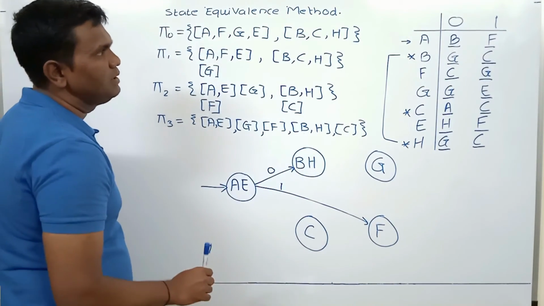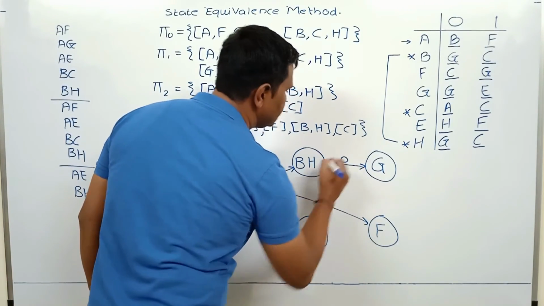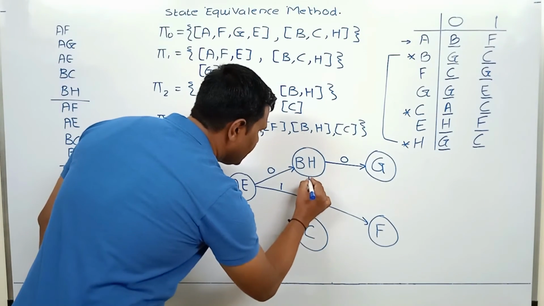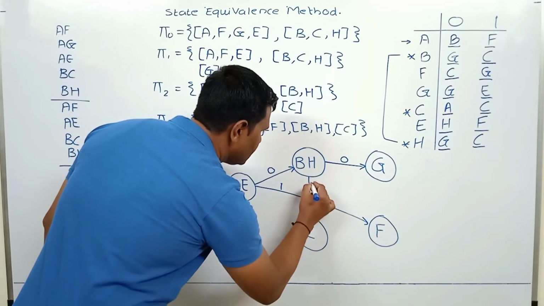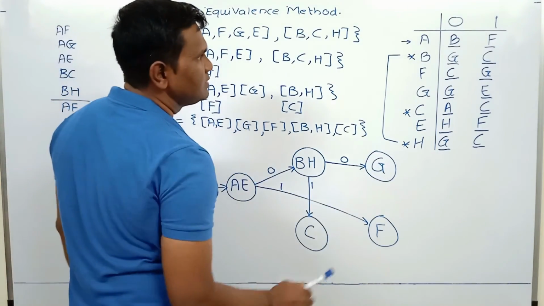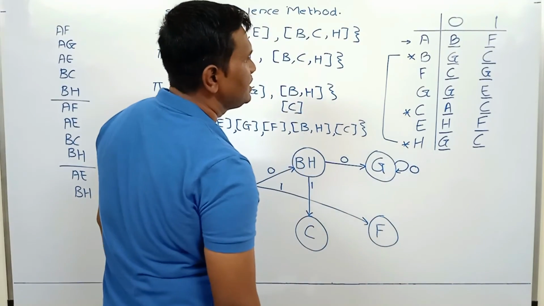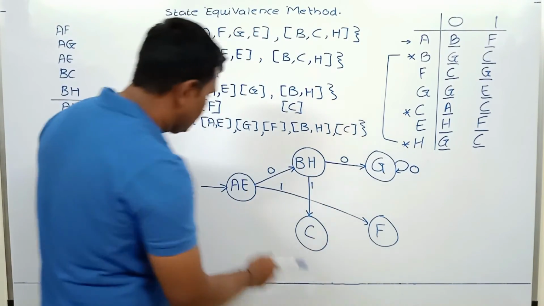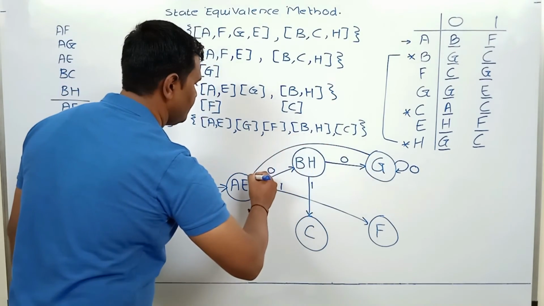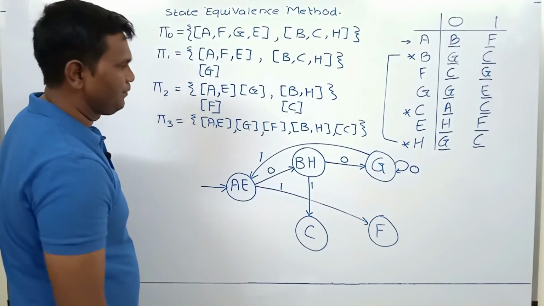Transitions of BH. B on 0 goes to G. BH on 0 goes to G. B on 1 goes to C, BH on 1 goes to C. Now transitions of G, G on 0 goes to G. G on 1 goes to E, E is here. G on 1 goes to AE.